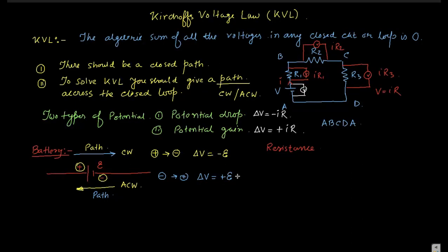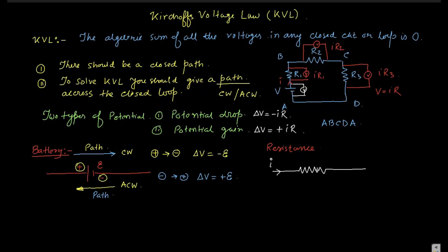Now the main thing to keep in mind is how to solve a numerical if there are some resistances, and what will be the polarity of the potential drop or gain across the resistances. For gain it is positive and for drop it is negative. That should be calculated using this trick.